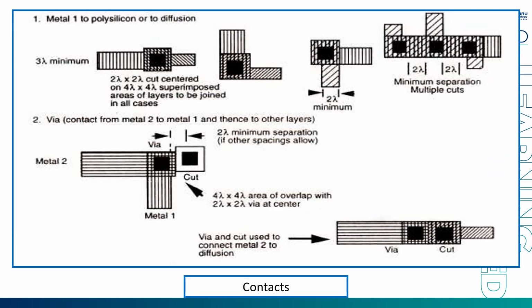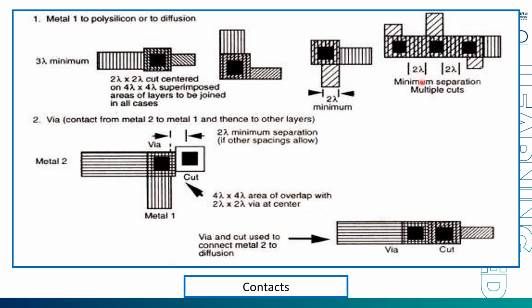So metal 1 to polysilicon or to diffusion: metal 1 has 3 lambda minimum width. This distance has to be 3 lambda. And via is nothing but a connection. If you want to connect between two different layers, then you go for a via. From two different metal layers or two different layers, you go for a via contact. Here you have specified the minimum width as well as the minimum spacing between the contacts.